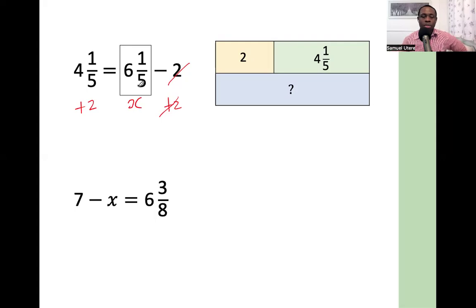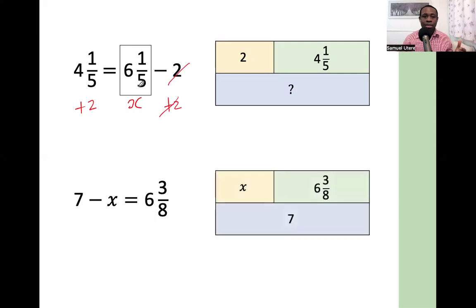If we have this one, we can represent this in a bar model. So it's a bit like saying 7 minus x will be equal to 638. So 7 has to be the big bar. And then it means x add 638 should be equal to 7. Now, that is how we can represent it as a bar model.